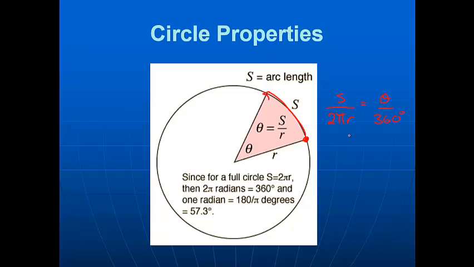If you rearrange these two equations, you can end up with an expression for the arc length of s equals 2 pi r, and we'd normally have this on 360, so 2 pi r theta over 360, I think. But if you use theta in radians, then you can have that as just r theta.